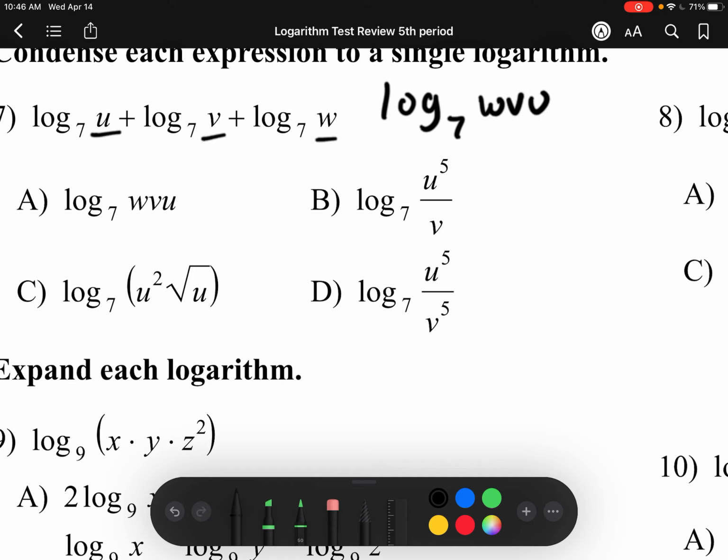You know, when you're multiplying, the order does not matter. So u, v, w is the same as w, v, u. So the answer is A.